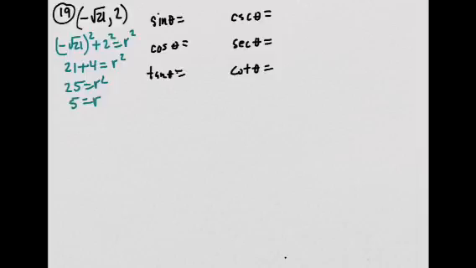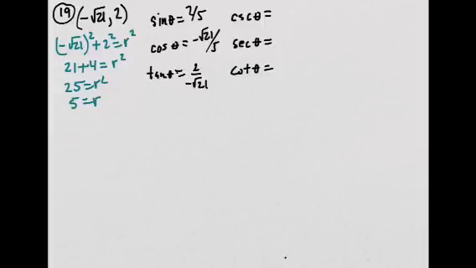Alright, so 19, Pythagorean theorem. When you square negative radical 21, you get 21. Plus 4 is 25, and then that gives you r equals 5. So sine is y over r, so that's 2 over 5. Cosine is x over r, so that's negative radical 21 over 5. And tangent is y over x, so that's going to be 2 over negative radical 21.